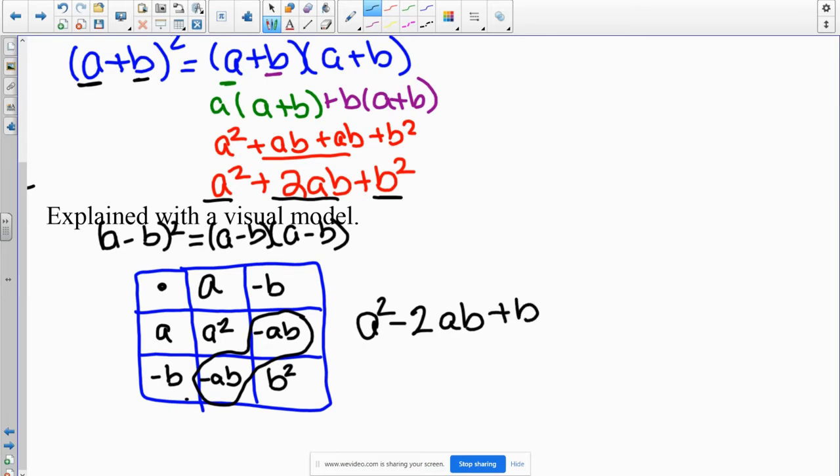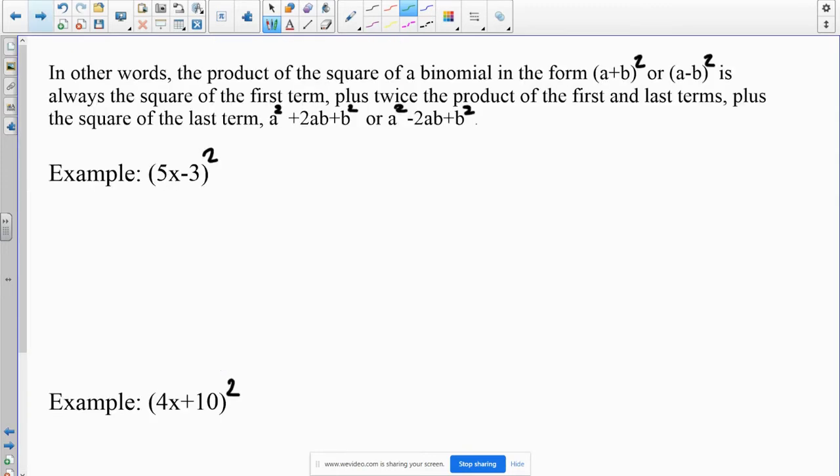So the only difference between when we're doing it with a sum versus when we're doing it with a difference is that your middle term, instead of being a positive twice the product of the first term and the second term, it's a difference. So the a squareds are still exactly the same. The b squareds are still, oops, I forgot my square there, exactly the same, but this is a positive 2ab and this is a negative 2ab. Okay, let's look at some examples here.